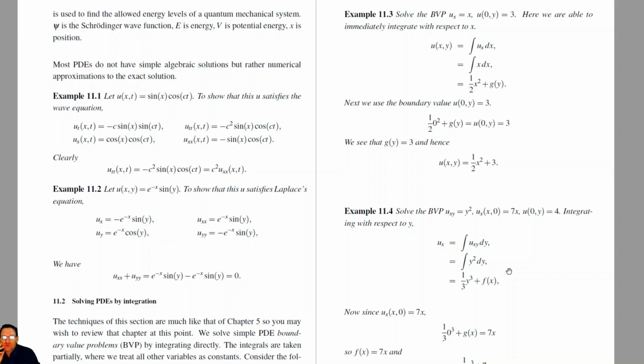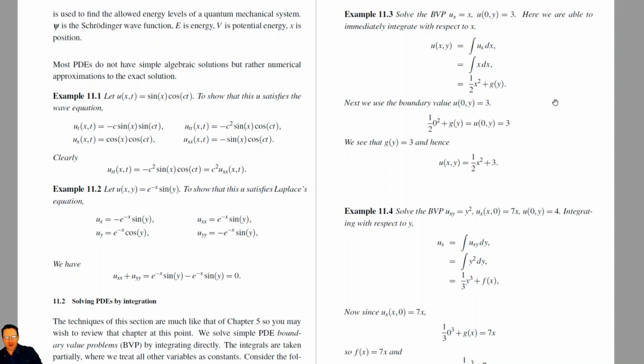Now u subscript x is equal to x. So we just need the integral of x with respect to x partially, and that is a half x squared. Ordinarily it would be plus c, but here we have plus a function of y, because if we differentiate a function of y with respect to x, we get 0, just like when we differentiate a constant. So we have u of x, y is a half x squared plus a function of y.